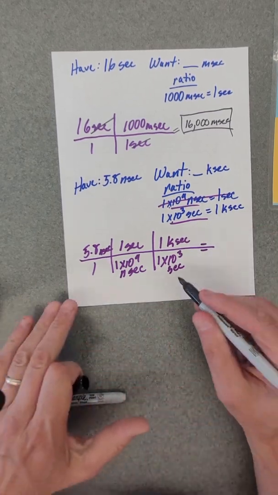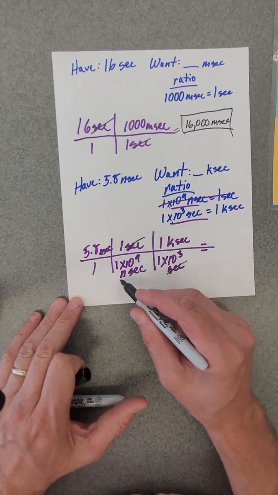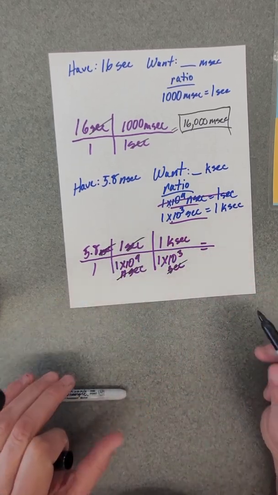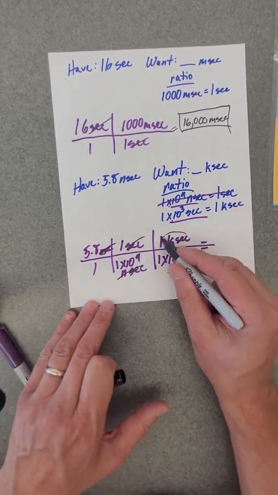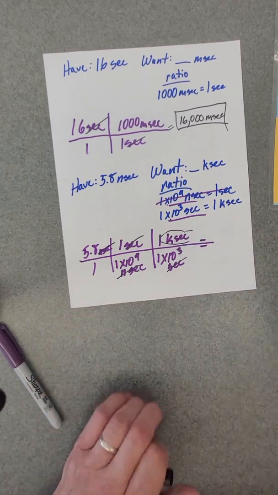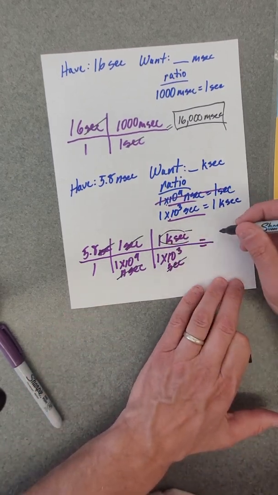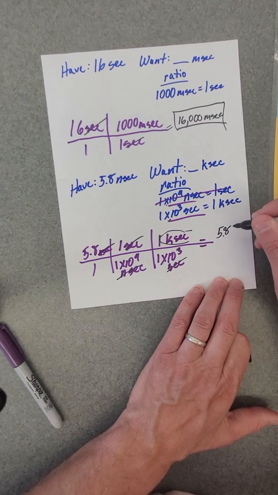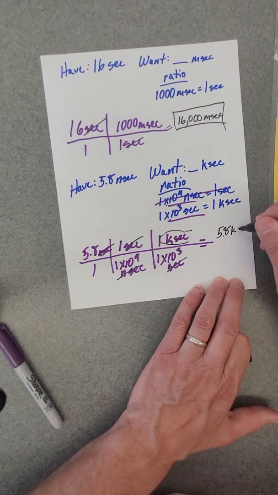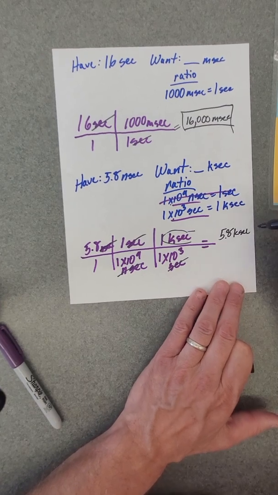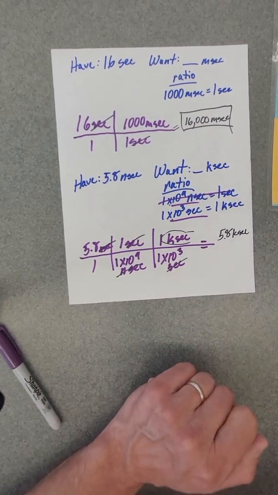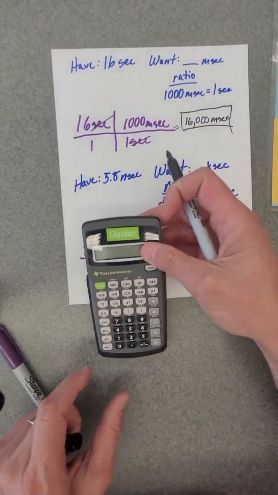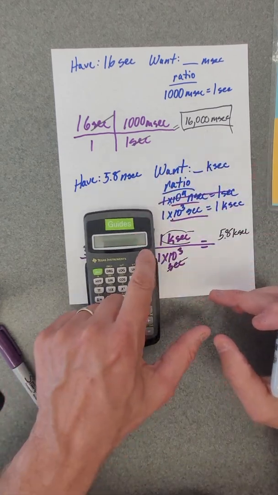So this is going to require more of a calculation than the last one. I want to cancel out my units, make sure I have the right numbers and the right units in the right places. I have exactly what I want in kiloseconds. Now I'm just going to multiply the top across, which is fairly easy to do. 5.8, and that's going to be kiloseconds. Now, the bottom one is a little bit more complicated. Maybe I'm going to use my calculator here.